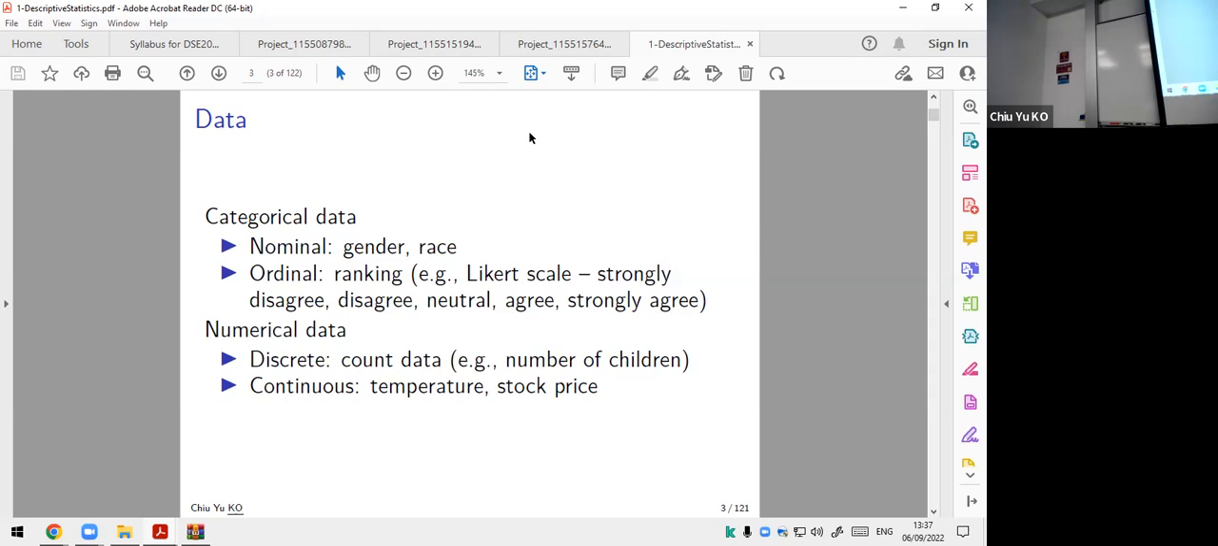The second one is ordinal. Ordinal is like ranking, right? You say 1, 2, 3, 4, 5. Or you go to horse racing, the first horse, second horse, third horse. Or Miss Hong Kong, you have first, second, and third. The number only means the higher the better, or the smaller the better, depending on what you're talking about. But the difference between numbers is meaningless.